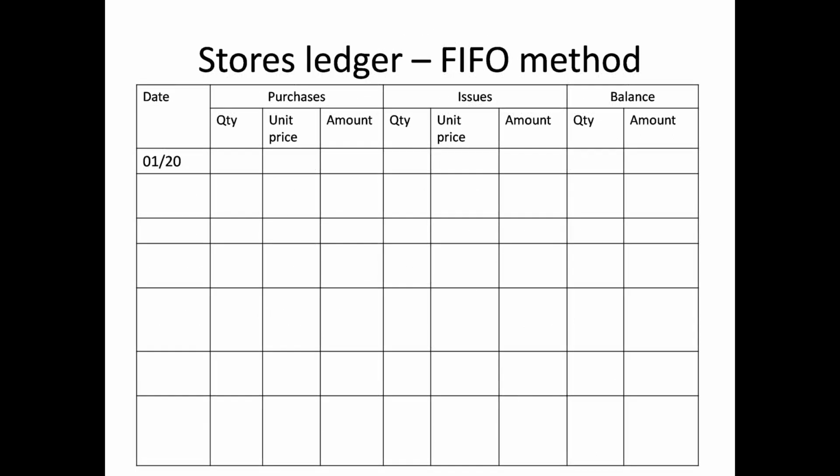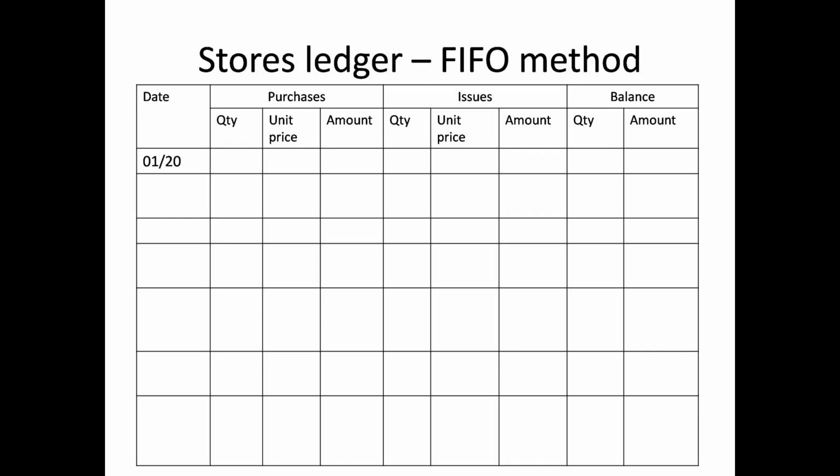Now look at my format. The heading: stores ledger under FIFO method. First column date. I don't have the job number column because I don't want that under FIFO method. Then the main 3 inventory records: purchases, issues and the balance. Same way, purchases: quantity, unit price and amount. Issues also: quantity, unit price, amount, and balance: quantity and amount. And I have put the month and the year. Now we are going to start the question.